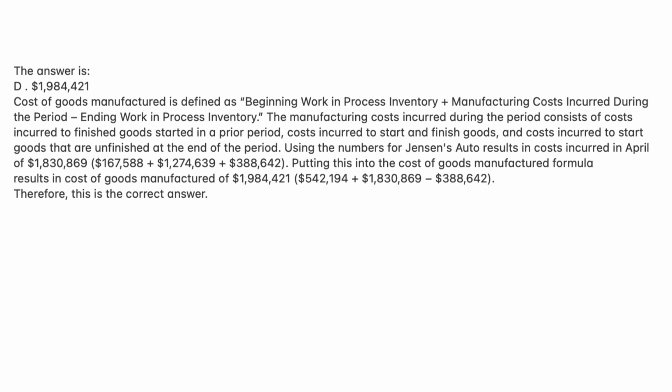Using the numbers for Jensen's Auto results in costs incurred in April of $1,830,869, which is $167,588 plus $1,274,639 plus $388,642. Putting this into the cost of goods manufactured formula results in cost of goods manufactured of $1,984,421, which is $542,194 plus $1,830,869 minus $388,642. Therefore, this is the correct answer.